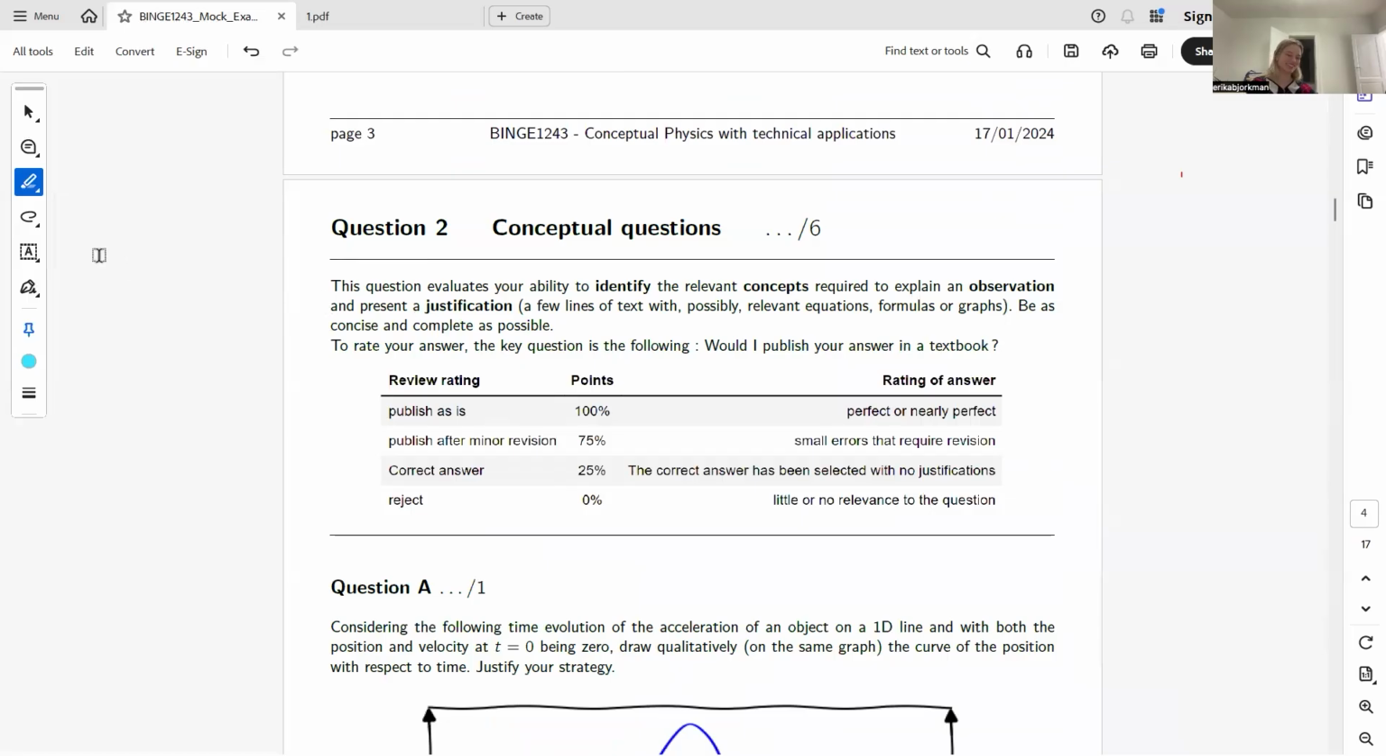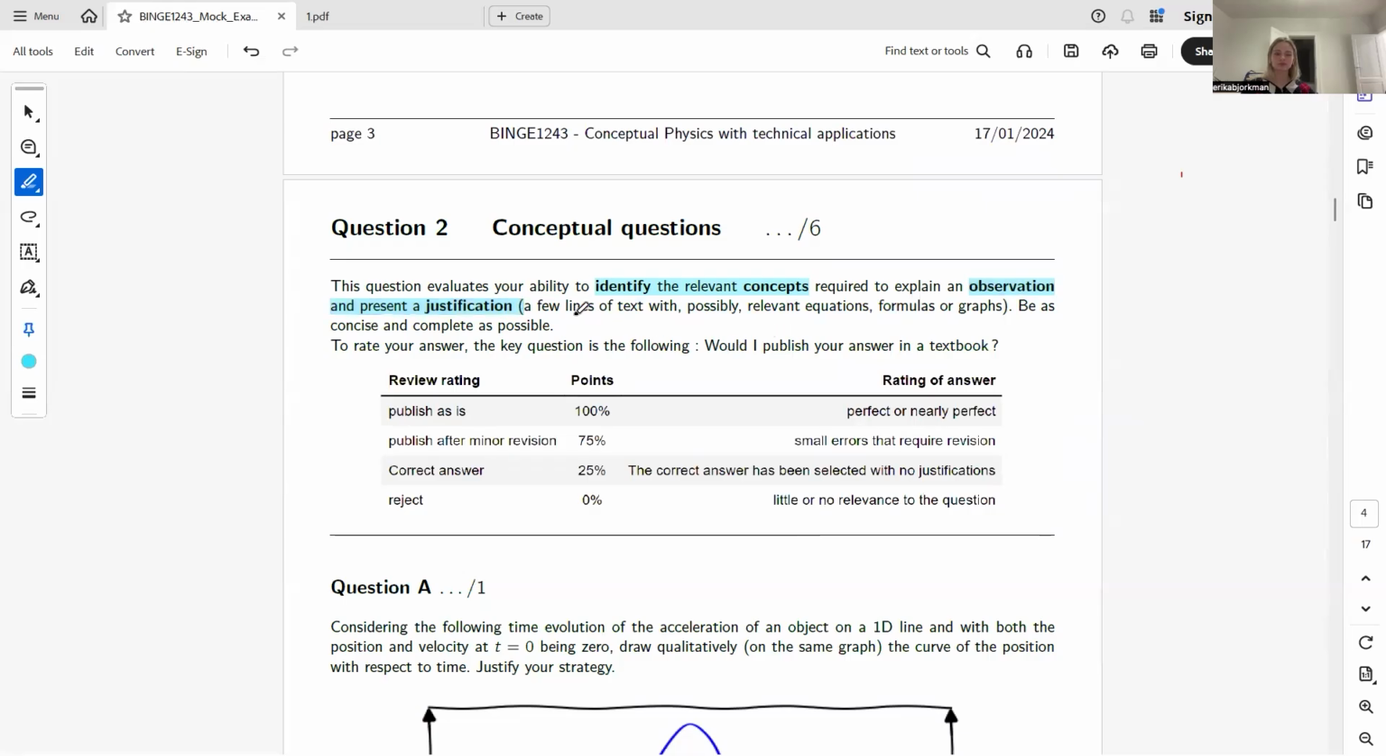Okay, this question evaluates, you can see at the start of each question, they are actually giving some hints to you. It evaluates your ability to identify the relevant concepts required to explain the observation. From the observation, you need to tell some concepts here.